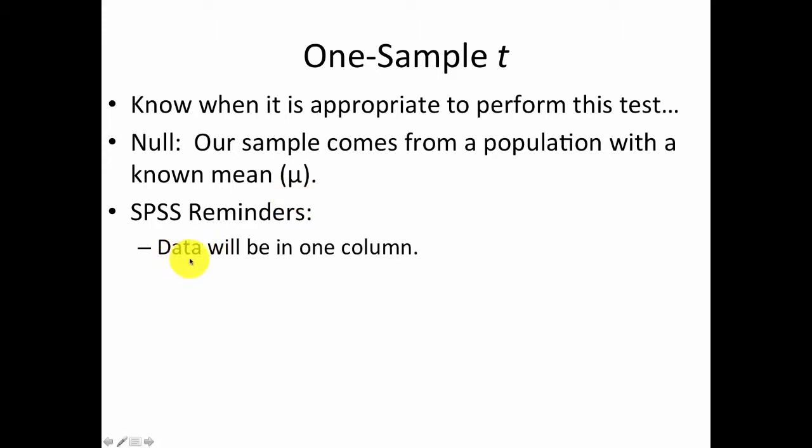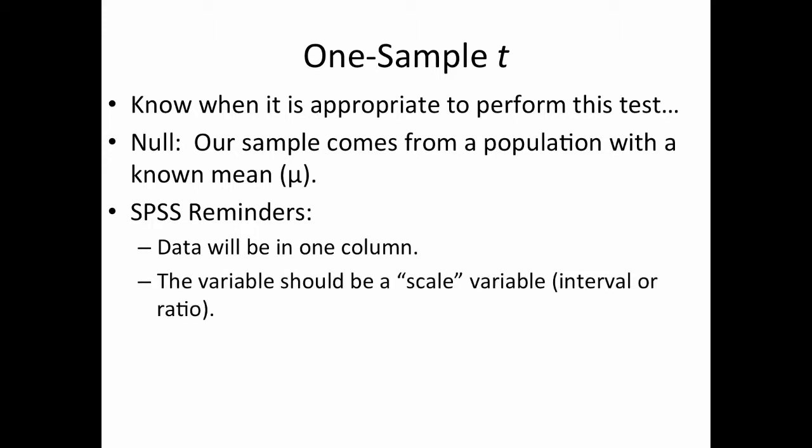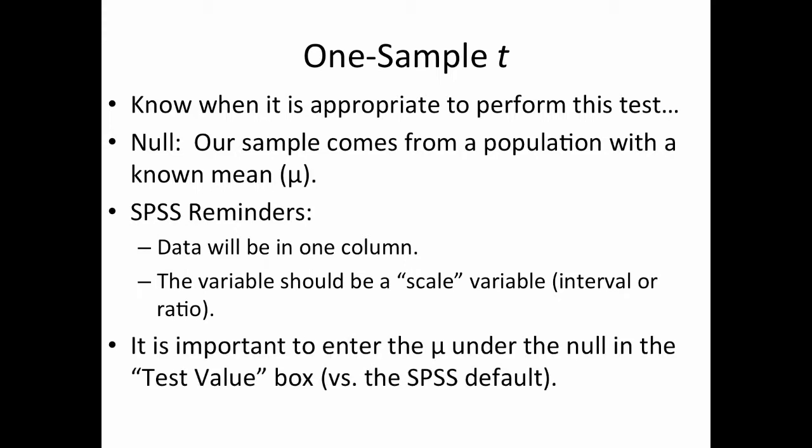A few reminders here. The data for this study will all be put into one column, right? So we have a DV. Each thing that we're measuring provides one value on that DV, and that's our sample data. And the variable needs to be what SPSS calls a scale variable. It's either interval or ratio.